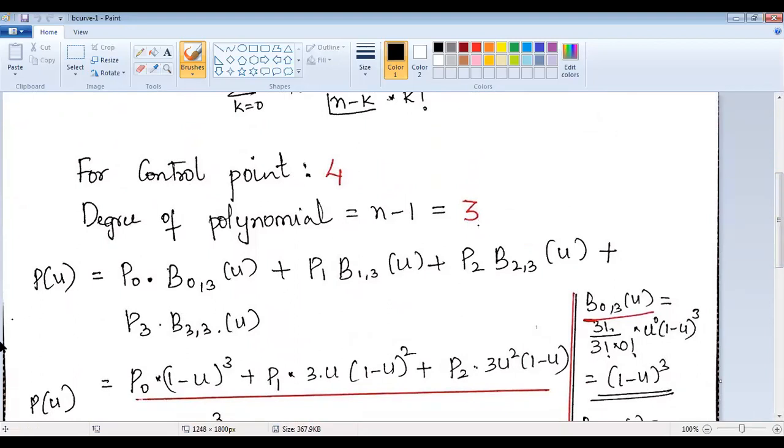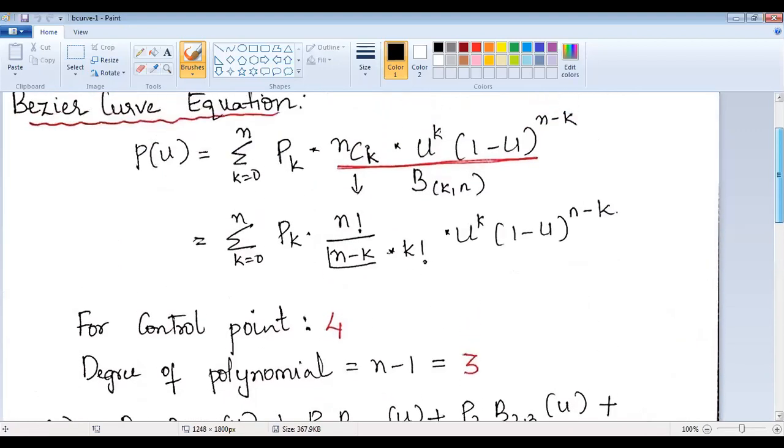I need to go on representing. So the degree of polynomial is 3. Now how do I expand that? It is P naught. This I'm expanding. Pk means k is equal to 0 up to 3 I need to go. So P naught into 3 factorial by (3 minus 0) factorial into 0 factorial.